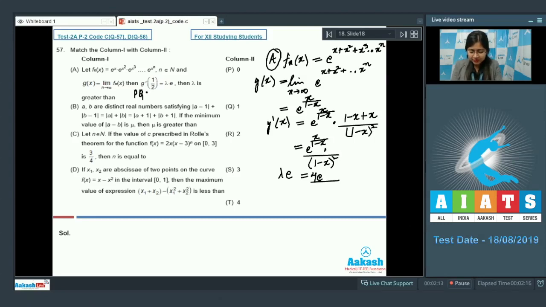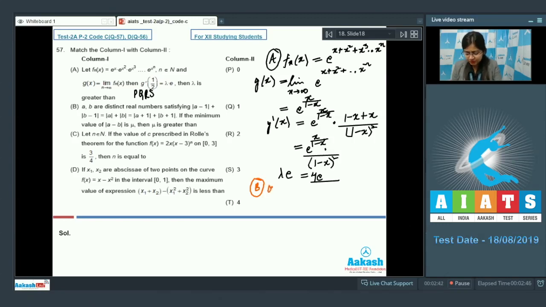So the answer is PQRS. Now option B says that a and b are distinct real numbers satisfying mod of a minus 1 plus mod of b minus 1 is equal to mod a plus mod b is equal to mod of a plus 1 plus mod of b plus 1. If the minimum value of mod of a minus b is mu, then mu is greater than, right?